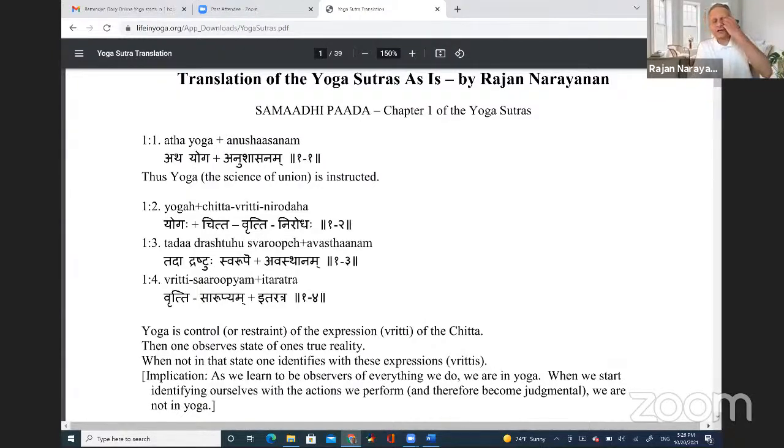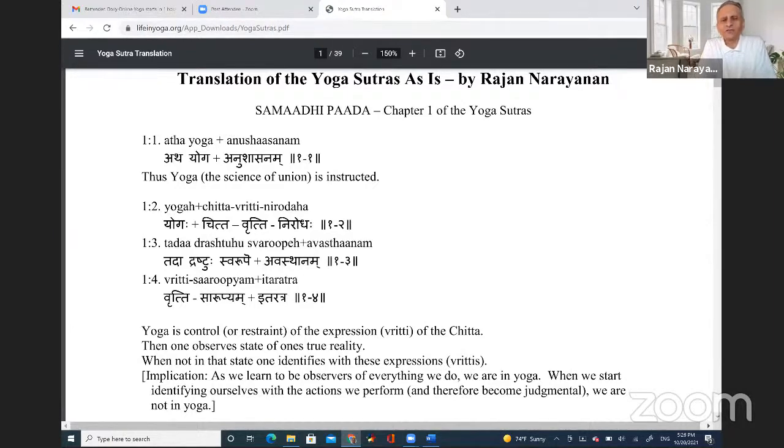When nikrishta comes as a prefix, it is understood that you are not affected by whatever is coming over there. So nirodha should be interpreted as not being affected by what? Chitta vritti. Yoga is not being affected by the chitta vritti. That's what sutra number 2 says. What is chitta and what is vritti? Vritti literally means activation.